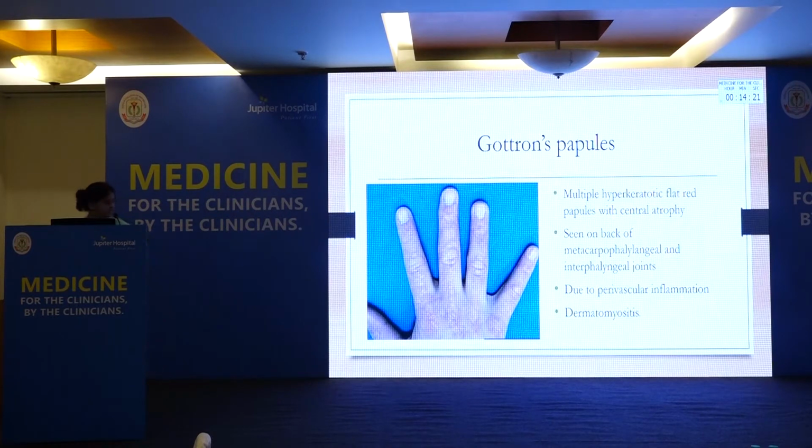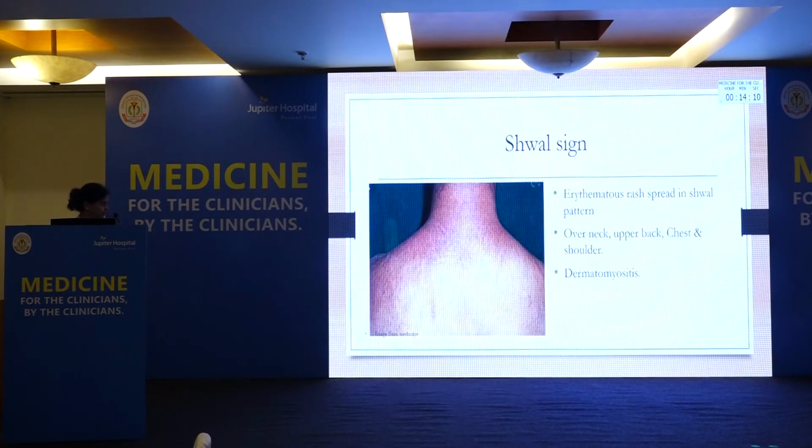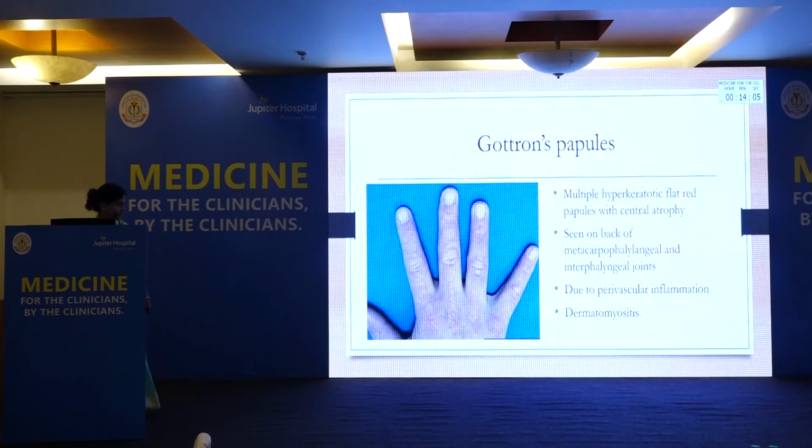If we see, these are multiple hyperkeratotic flat red papules with central atrophy. This is the skin on the back of the metacarpophalangeal and interphalangeal joints. It is supposed to be due to perivascular inflammation. So these papules are also one of the diagnostic criteria for dermatomyositis.